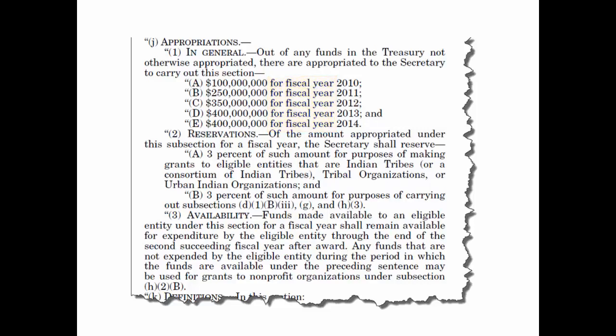However, take a look at the language under availability. It says that any funds that are not expended by the eligible entity may be used for grants to nonprofit organizations. This requirement led to a reevaluation of the period of availability. It was ultimately determined, again by collaboration with OMB and Treasury, that this program requirement to reallocate grants required the account to have an indefinite or no-year period of availability.